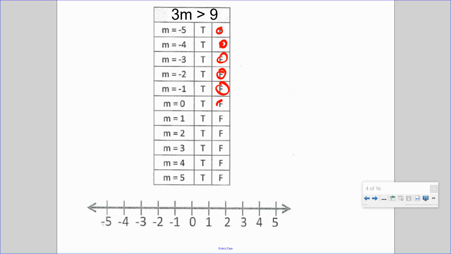Is that greater than 9? False. 3 times 1 is 3. Nope. 3 times 2 is 6. Nope. 3 times 3 is 9. Is that greater than 9? No. Close. It's equal, but it's not greater.